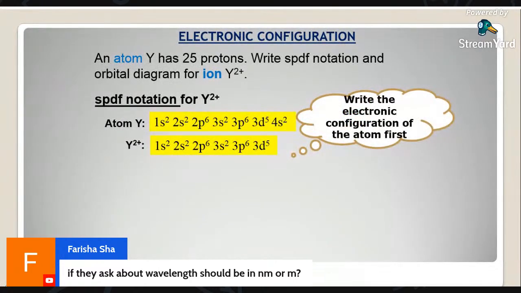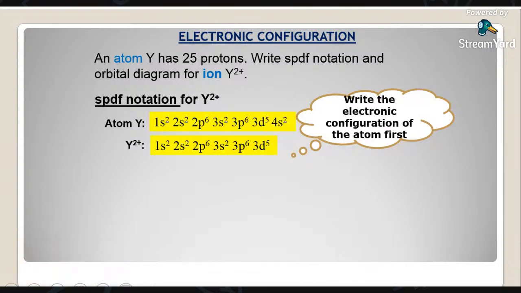I think this one is done. Next question. I think this next question is the last question, on how to write the electronic configuration. For electronic configuration, we have two forms: SPDF notation and the orbital diagram.